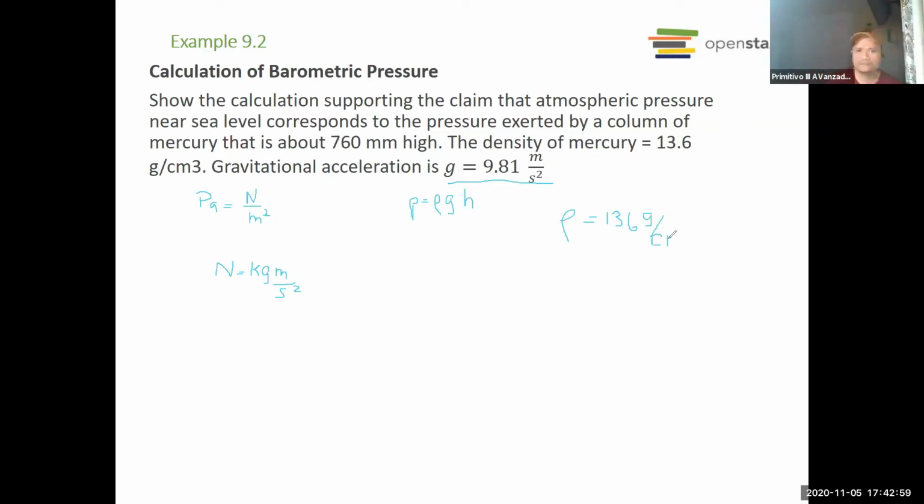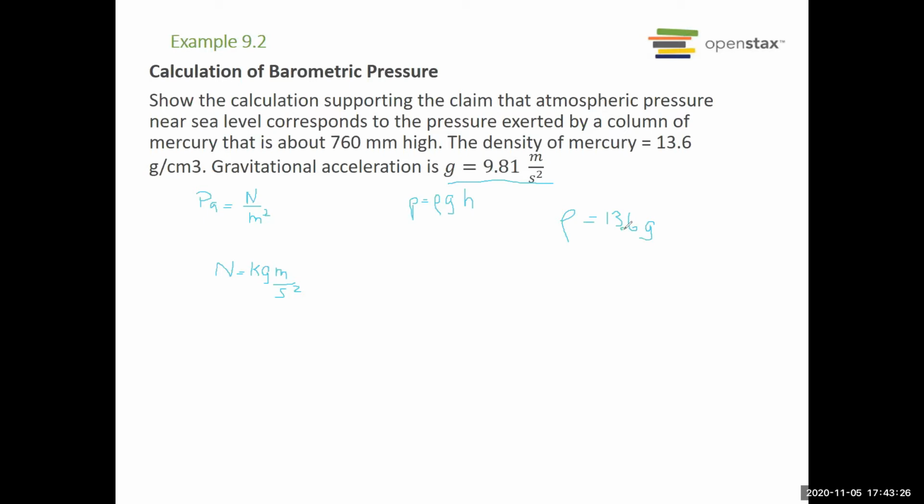So if we want our answer to be in pascals, which are going to be in Newtons per meter squared, which is kilograms per meter per second squared, what do I need to do to my density? Convert to kilograms. And convert to cubic meters.